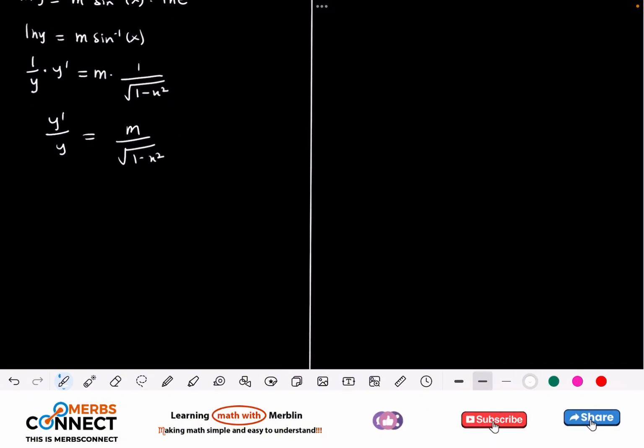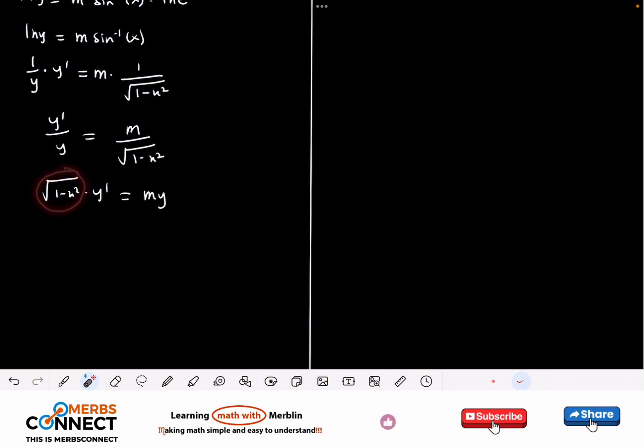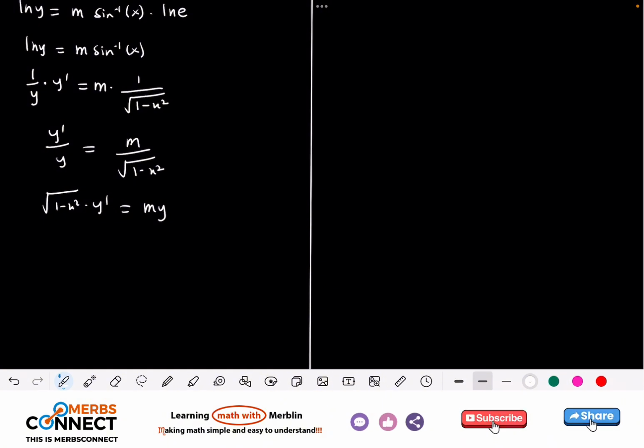One thing that I do is I make sure I make my life very simple, right? Try to simplify some things. So I'll do cross multiplication. This multiply this, this multiply that. So we are going to have root of 1 minus x squared times y prime is equal to my. Now because of this radical here, differentiating this will be so complicated. So the best thing for me to do is to square both sides, right? But don't forget, we are dealing with Leibniz.